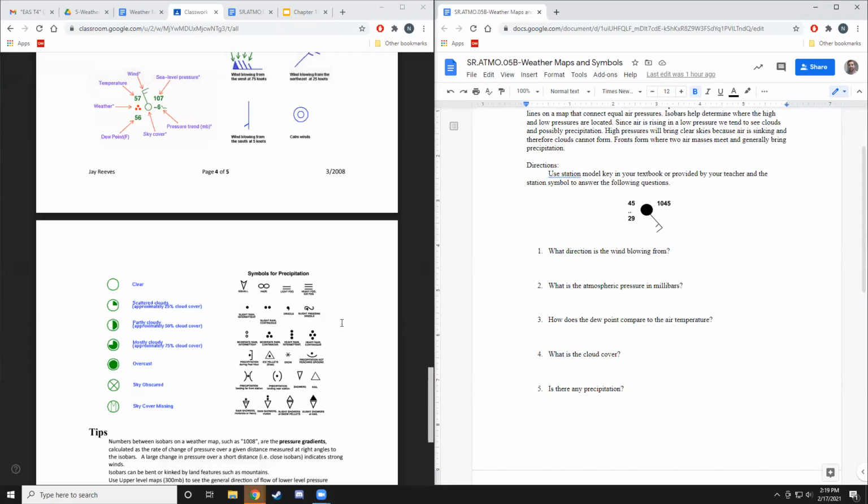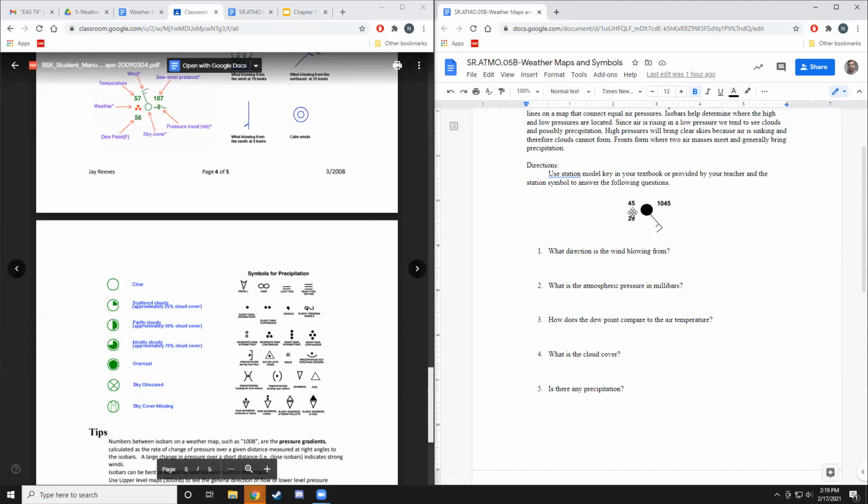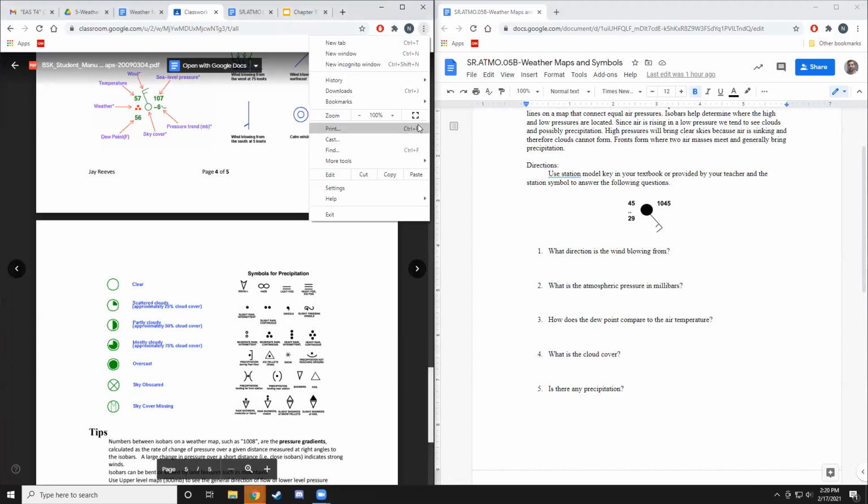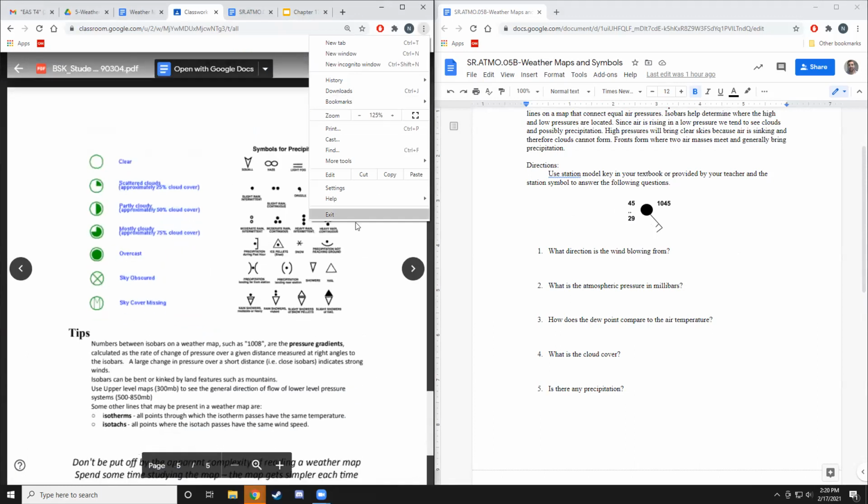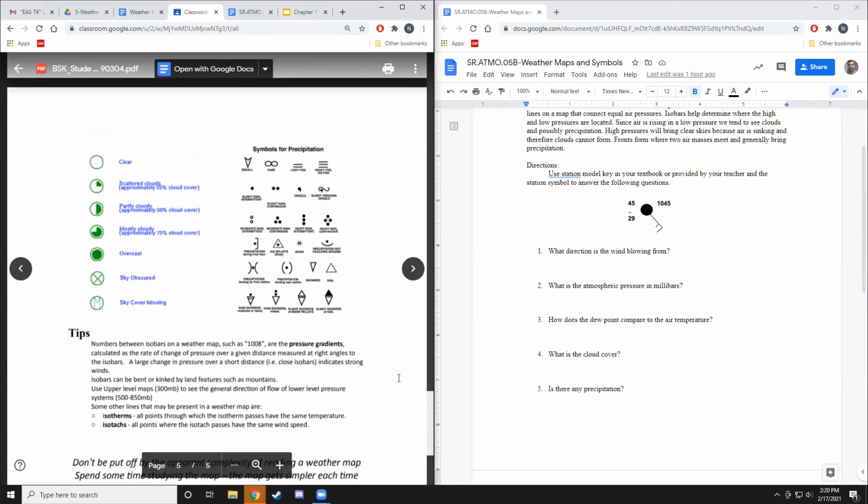And is there any precipitation at this weather station? Look here, I see 2 dots. What does 2 dots mean? Let me zoom in a little bit, maybe that'll help. I don't know if you can see it, but 2 dots means slight rain continuous. So yeah, there is precipitation. There is some rain.